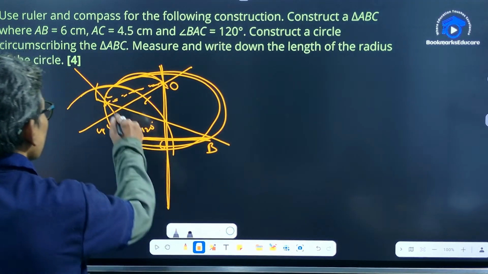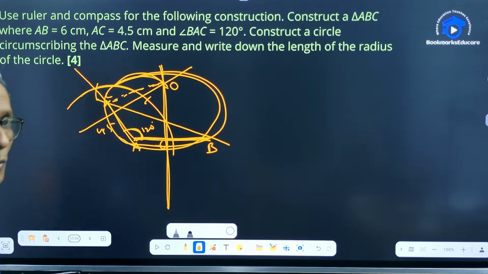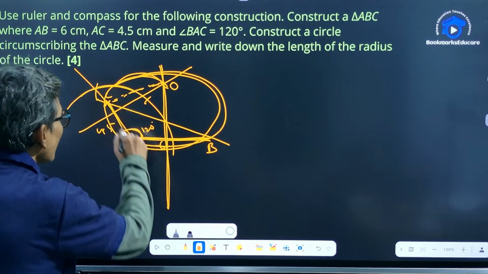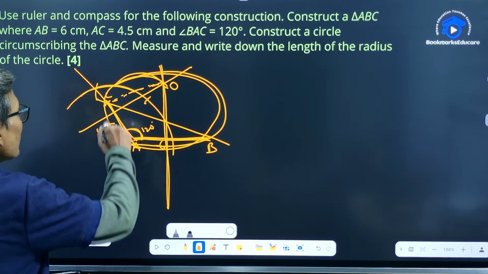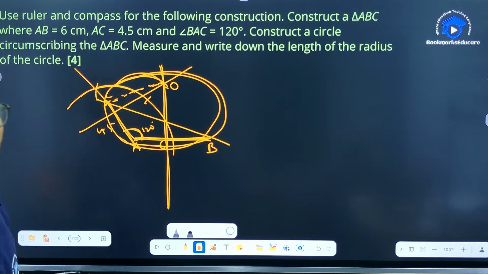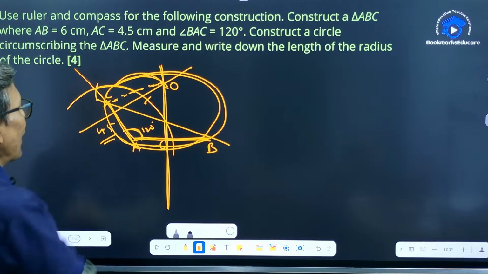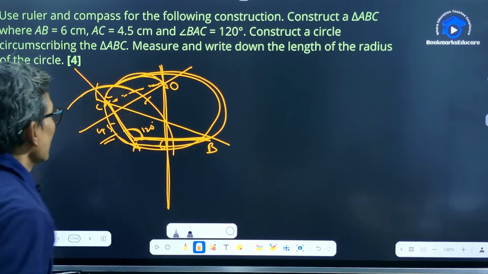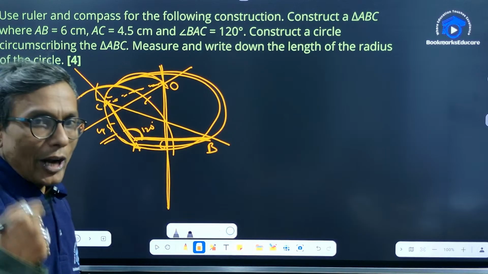After that, from this arm we have to cut the line whose measure is 4.5 centimeter. Now join C and B. So this is the required triangle.